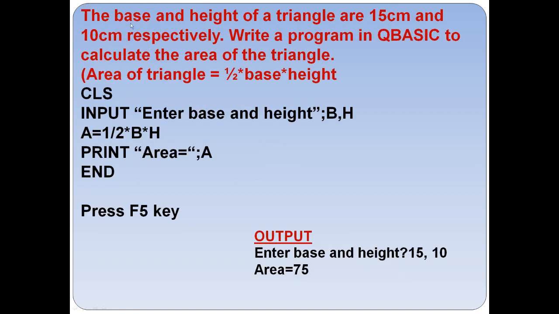In the same way, the base and height of a triangle are 15 cm and 10 cm respectively. Write a program in QBasic to calculate the area of the triangle by using the input statement. The area formula is this: CLS, input, enter base and height, because we want base and height for finding the area. So we have entered base and height, b comma h. Then we will put the formula a is equal to half into b into h. Then print area is equal to a. Then end, press the F5 key.